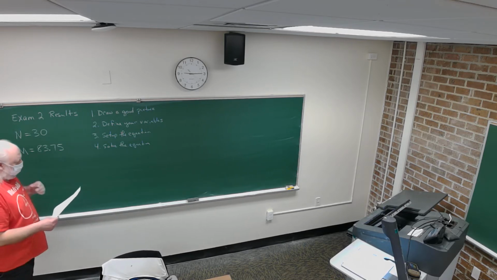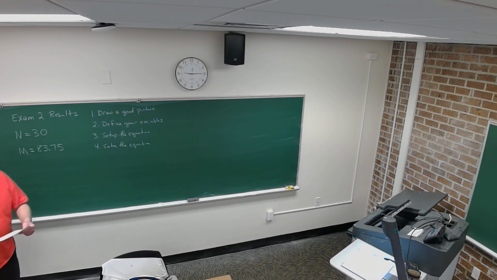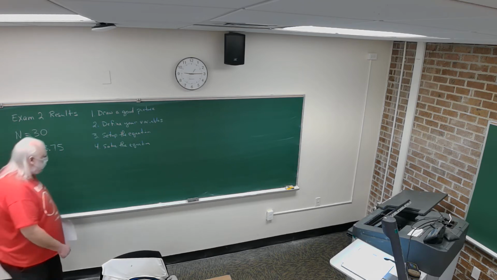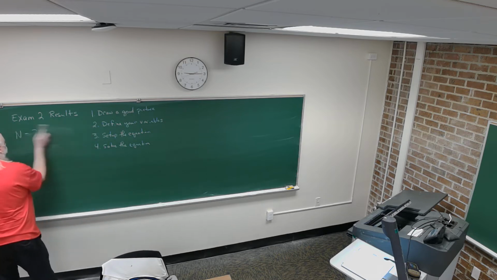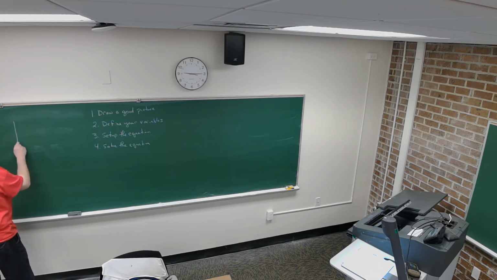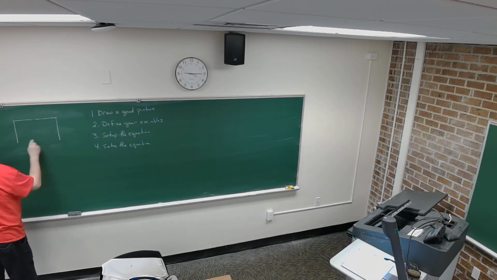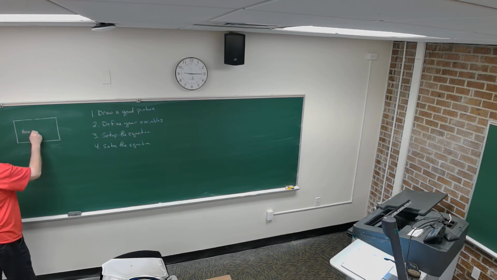So in example 1, we're given a rectangle has area 16 meters squared. Express the perimeter of the rectangle as a function of length of one of its sides. So, step number 1, draw a good picture. So here's our rectangle, and it has an area of 16 meters squared. So area is equal to 16 meters squared.